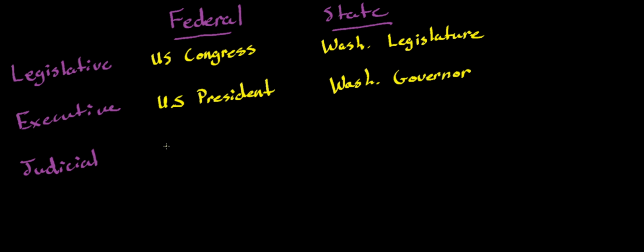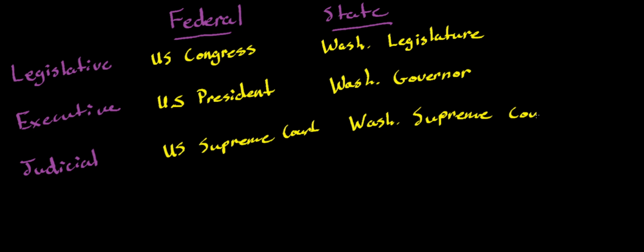Both the federal and state levels of government also have a judicial branch. At the top of the federal judicial branch is the U.S. Supreme Court, and each state also has its own Supreme Court. In Washington, it is known as the Washington Supreme Court, but there is some variation on what other states call their highest judicial court. So these are the names of the three branches for the two levels of government.